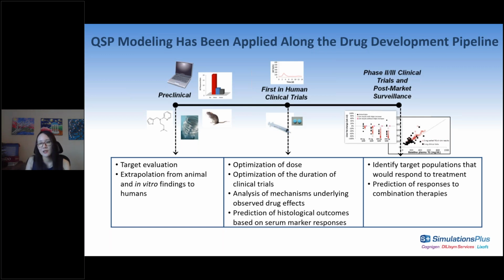It has been utilized in late clinical development as well, to identify sub-target populations that would benefit most from the treatment, and also to predict responses to combination therapies with different targets. So I will share 6 specific examples in the next few slides. Today I will focus on the application of QSP modeling rather than methodology, since methodology has been presented multiple times previously.